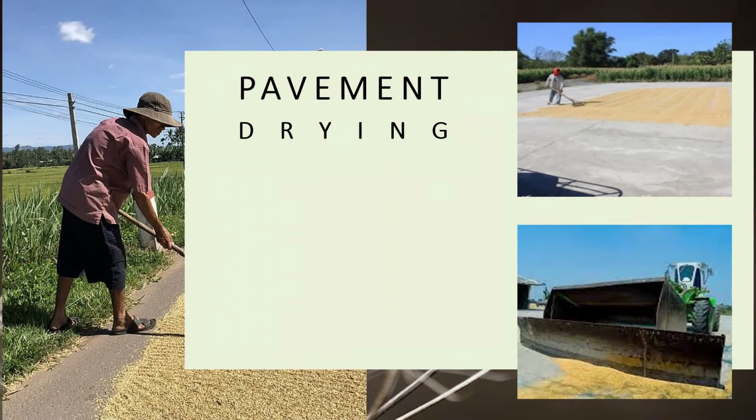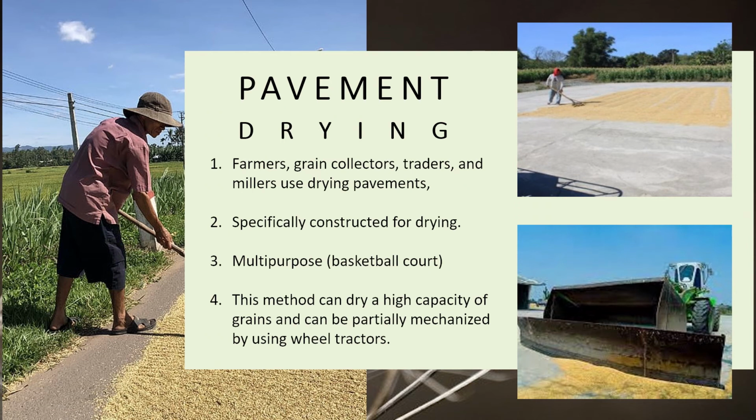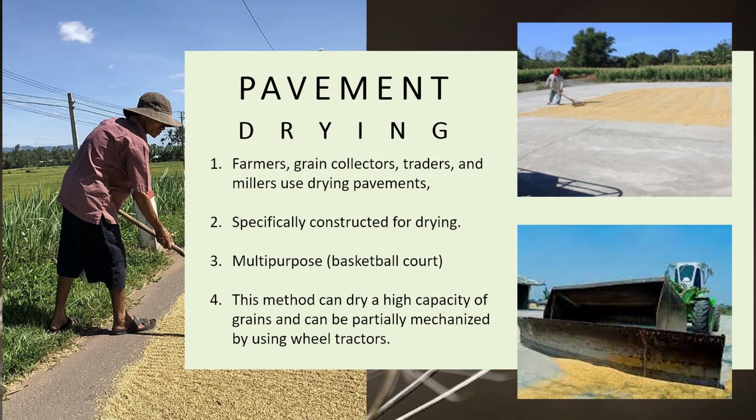Then another is pavement drying. The farmers, grain collectors, traders and millers use drying pavements. Drying pavements are basically stone or brick structures on which we dry our products. These pavements are specially constructed for drying, and these are multi-purpose also. We can use a basketball court or badminton court as the pavement for this drying technology. So later on we can use this platform for multi-purpose applications. Like in the daytime we can dry our crops, and in the night time we can use the same place as the basketball court or the badminton court.